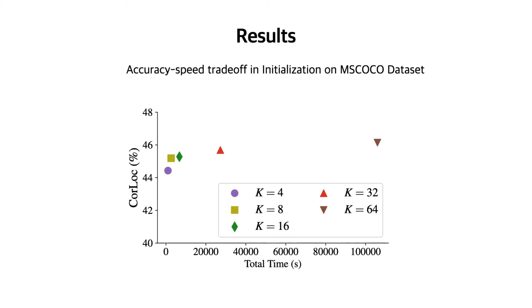In our experiments, we first evaluate the performance of the initialization method with different subproblem sizes. Note that this is the performance of initialization before applying ICM. As it's shown here, the correct localization performance increases by increasing the size of subproblems K, but at the same time the computational cost increases rapidly. Due to high computational cost, we do not increase K to more than 64.